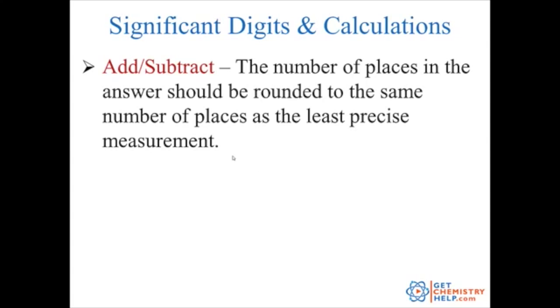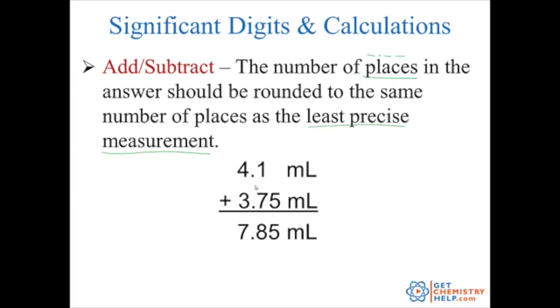Now, when we're adding and subtracting, it's a little different. Now, it's the number of places in the answer that determines how you should round off. The answer should be rounded to the same number of places as the least precise measurement. And I'm sure that sounds like a bunch of gobbledygook right now. But when I say places, I mean things like the ones place, or the tenths place after a decimal, the hundredths place, those kind of places. So, again, here's an example.